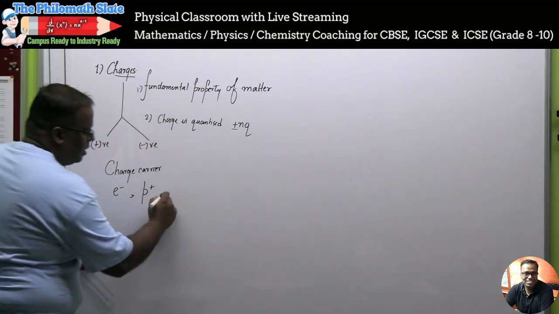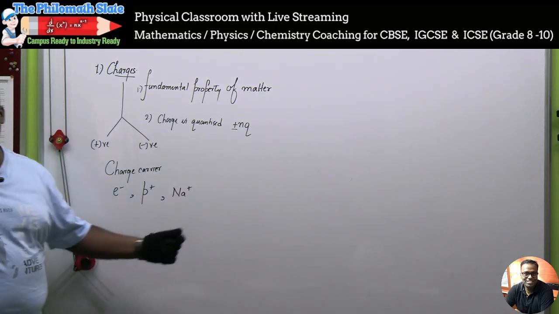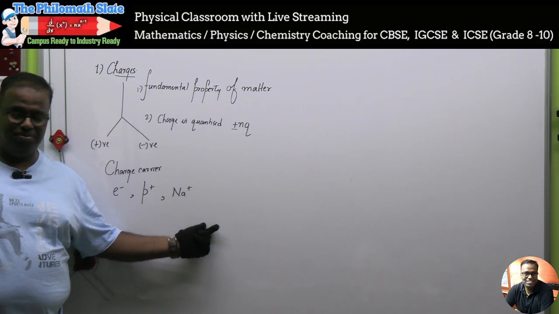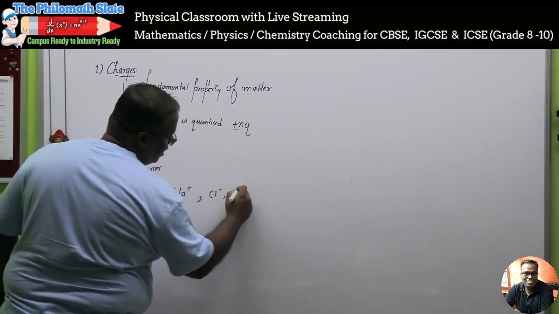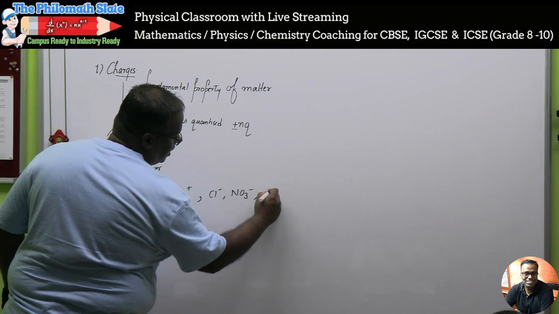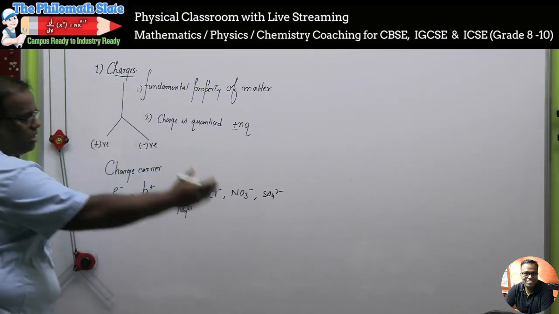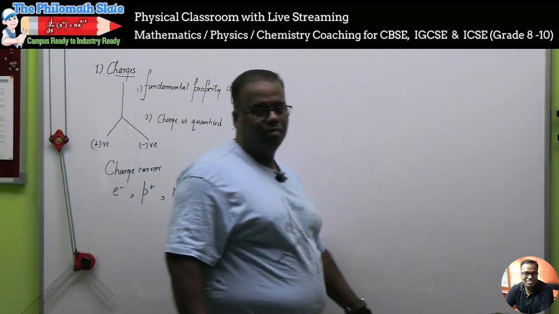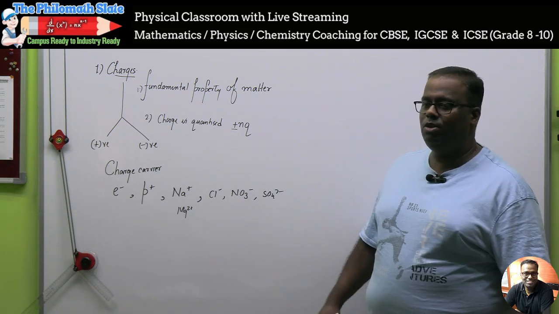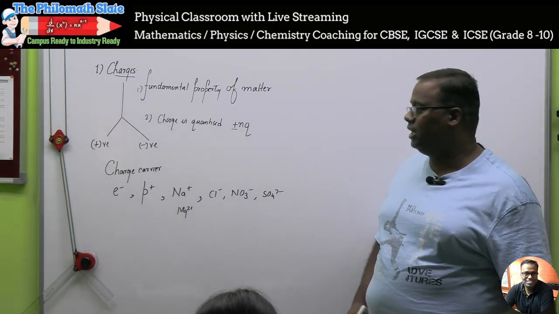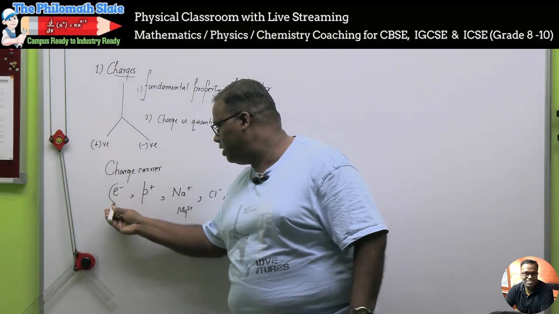Then cations are charge carriers. Ions which carry charge with them. Then anions should also be there. Cl minus, NO3 minus, SO4 2 minus, Mg2 plus. These are all charge carriers. But when we are in physics, we will not bang our head with so many things. Our discussion will be very much constrained to only this particular fellow.